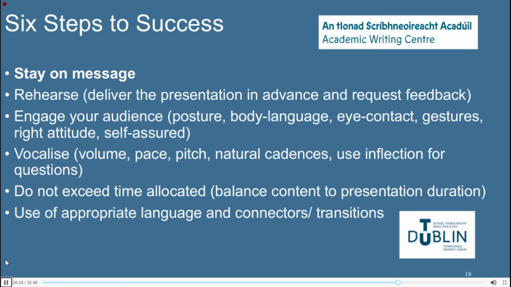Very important here not to exceed the allocated time. This is particularly true at the end of year examinations with presentations, as everybody is on a tight schedule and we cannot really exceed the allocated time. Use a language that is appropriate to your setting, to the academic topic you're exploring, and connect the ideas by using transitions and signposting the various moves throughout your presentation.